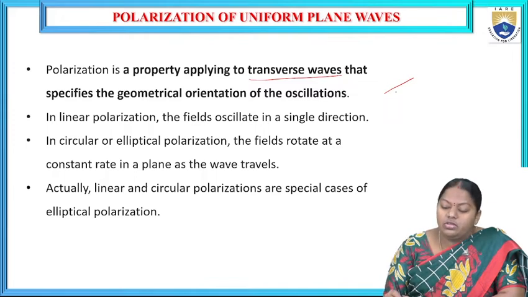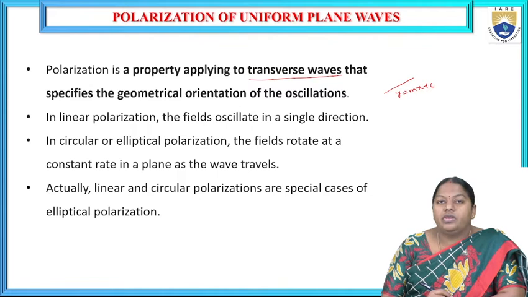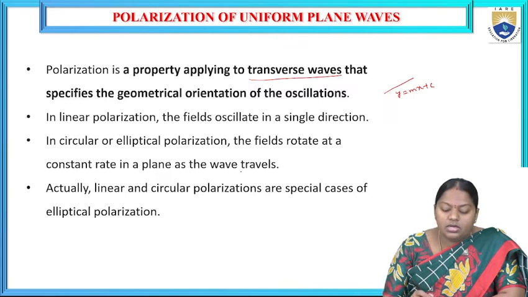In general, for the line equation we have to consider y equals mx plus c. If you keep on increasing the value of y, automatically x also increases, linearly, right? That's why we consider only one direction of rotation. So in linear polarization, the fields oscillate in a single direction, and in circular or elliptical polarization, the fields rotate at a constant rate in a plane as the wave travels. Okay. So the single direction of linear polarization means either x direction or y direction.